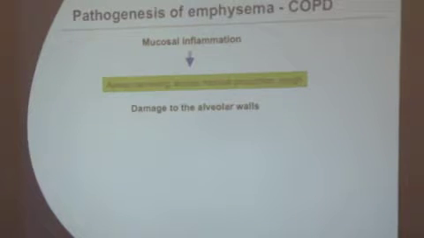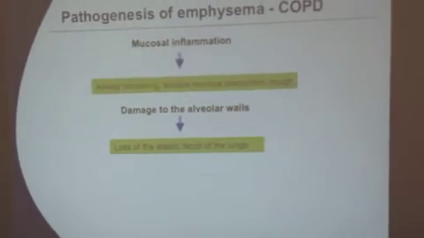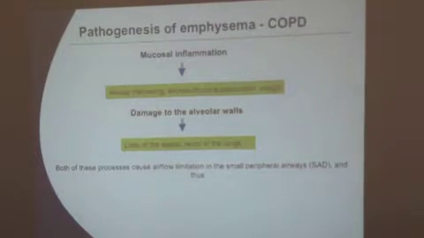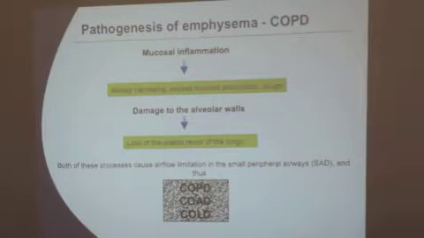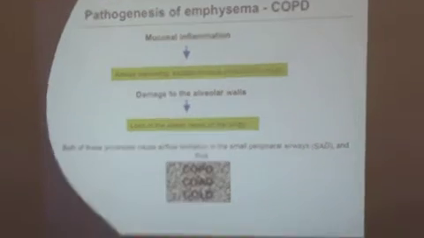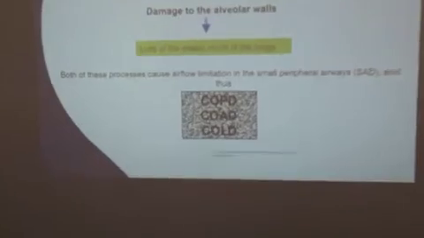So what happens? The airways become inflamed, various inflammatory mediators are released, causing destruction of the airway walls and the alveoli. And there are three terms used. COPD is chronic obstructive pulmonary disease, chronic obstructive airways disease, and chronic obstructive lung disease. The topical one today is COPD.